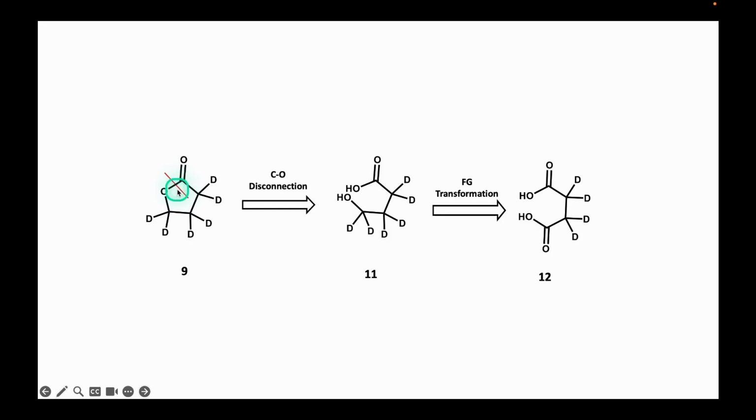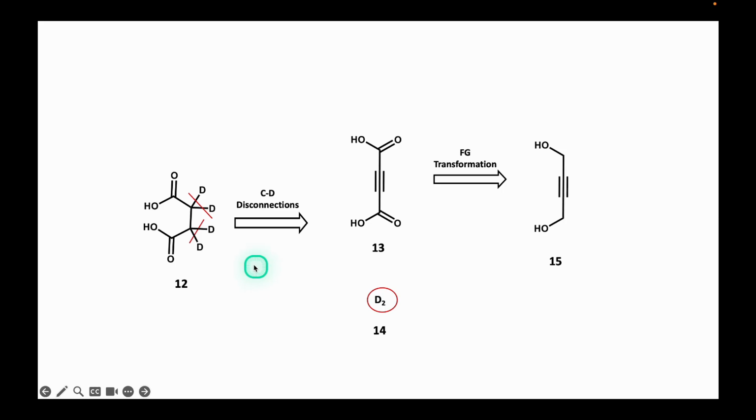A carbon-oxygen disconnection in 9 generates the deuterated hydroxy acid 11. The primary alcohol in 11 can be derived from the reduction with a deuterated reagent of a carboxyl group, which was generated through a functional group transformation to yield tetradeuterated succinic acid 12. The 4 deuterium atoms in 12 can be incorporated by deuteration of a triple bond, so the carbon-deuterium disconnections lead to alkyne 13, and molecular deuterium as the raw material and the source of the isotope.